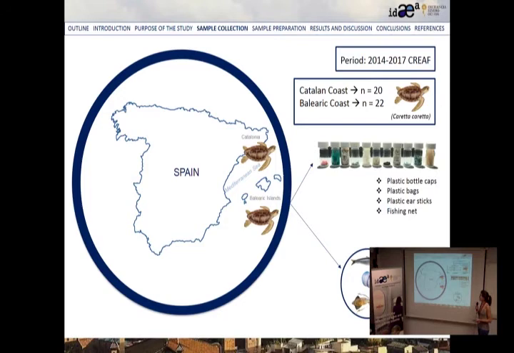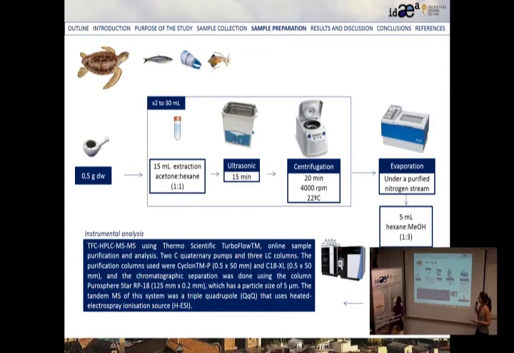How did we prepare these samples? We freeze-dried the samples and took 0.5 grams of dry weight. We added 15 milliliters of acetone-hexane 1:1 and did an ultrasonic bath for 15 minutes. After that, we centrifuged for 20 minutes, and we repeated this process until we had 13 milliliters. We evaporated under a purified nitrogen stream and changed the solvent. We added hexane-methanol 1:3, took only 200 microliters, and did the instrumental analysis with LC-MS/MS.